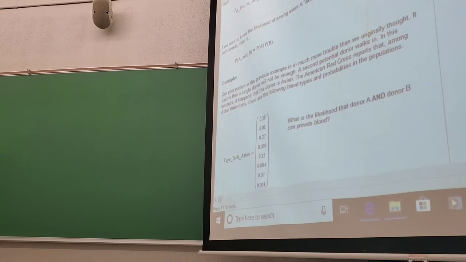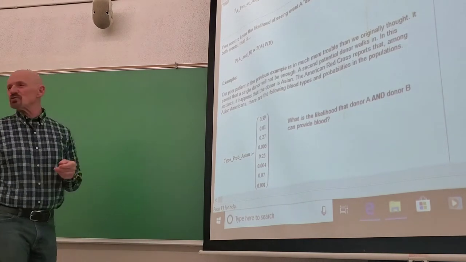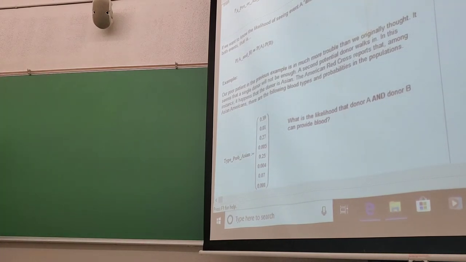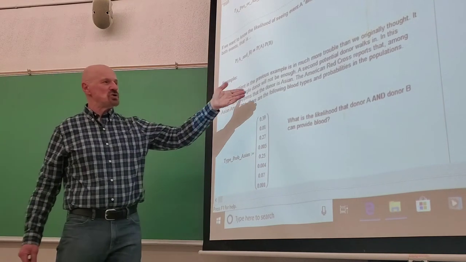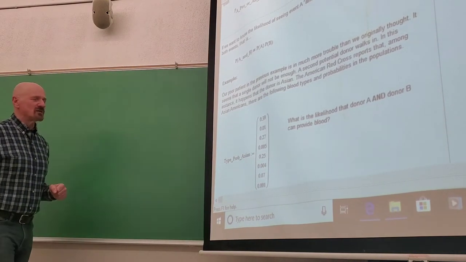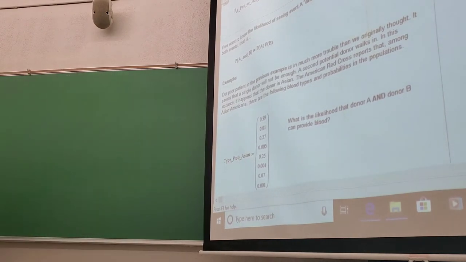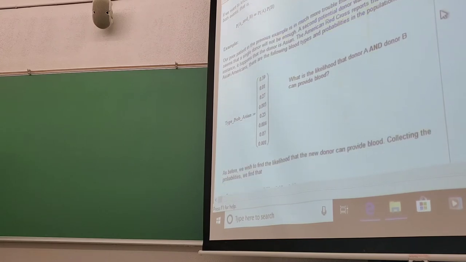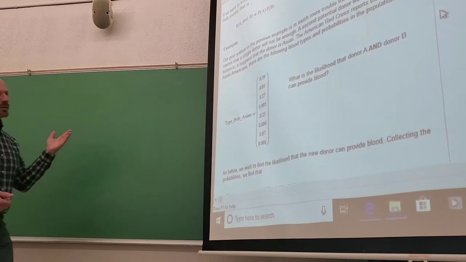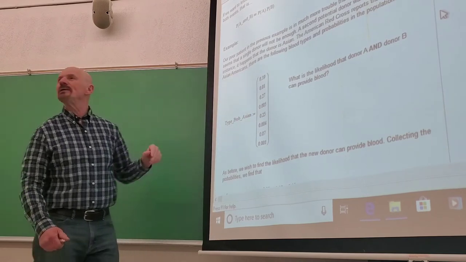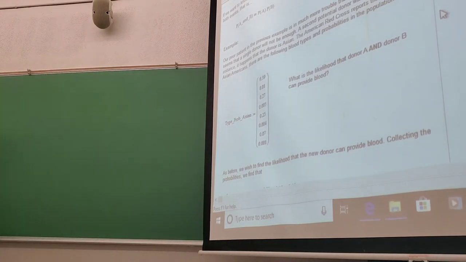So here's the continuing patient. All right, our poor patient in the previous example is much more trouble than we originally thought. It seems that a single donor will not be sufficient, as too much blood was lost. So a second potential donor walks in. In this instance, it happens to be a donor from the Asian population. And again, the American Red Cross says among Asian Americans the following are the blood type probabilities. They're slightly different. For the Asian population it goes 0.39, 0.01, 0.27, following O positive, O negative, A positive, as we had up above.